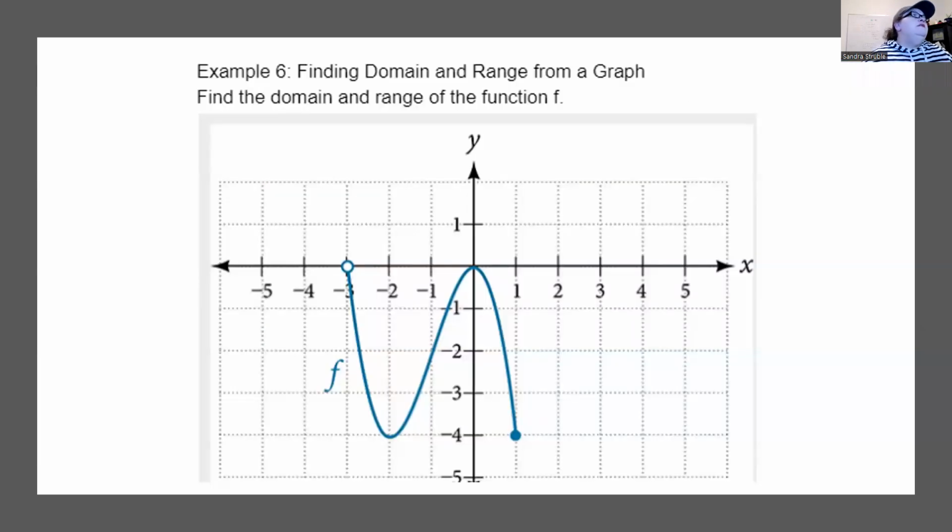All right. Finding domain and range from a graph, find the domain and range of this function. Okay, so domain is, we're going to strictly look at our x-axis going from left to right. The first number I see is -3, but it's got a circle because it's not included.